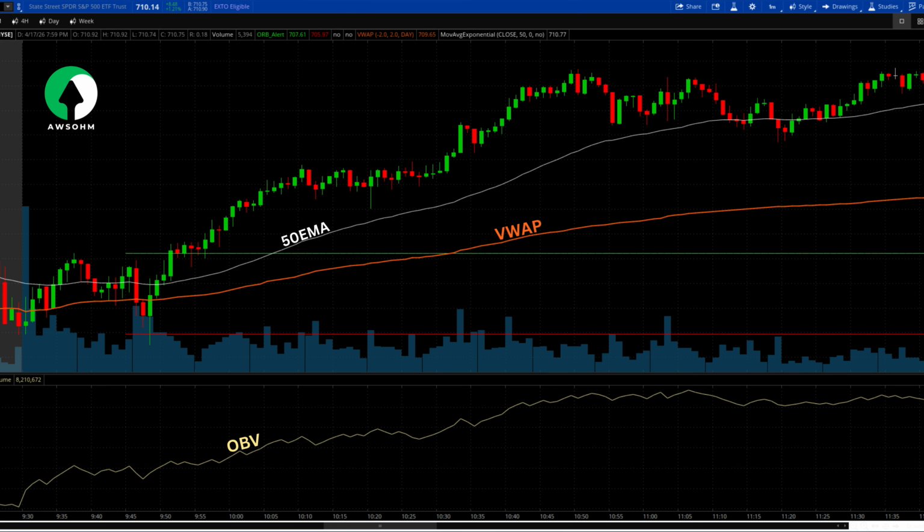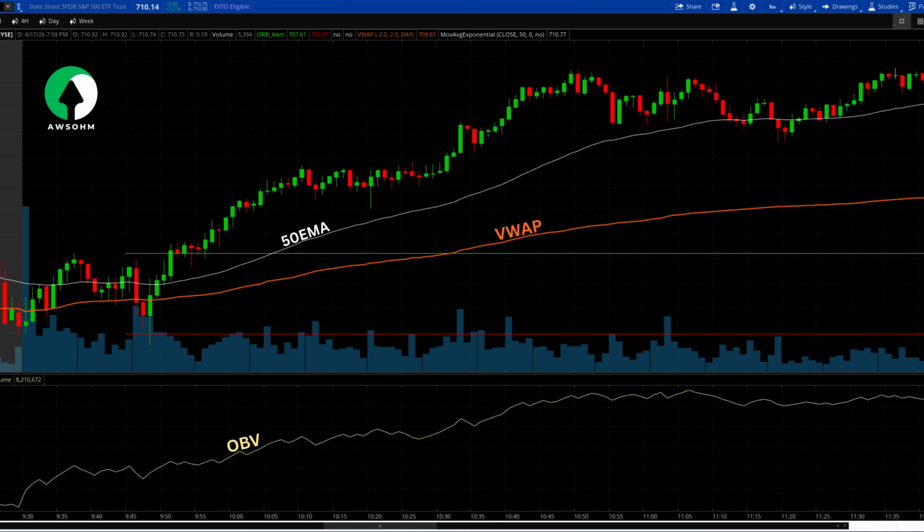2. OBV divergence reversal strategy. Divergence highlights hidden buying or selling. If price makes lower lows but OBV forms higher lows, buyers are accumulating, bullish divergence. If price makes higher highs but OBV makes lower highs, sellers are distributing, bearish divergence. Entries are taken after price confirms with a trendline break or reclaim of support resistance. This works best after extended moves or near key levels.